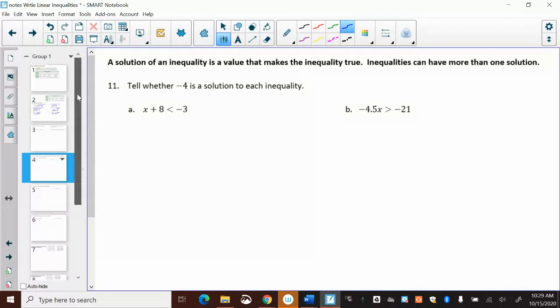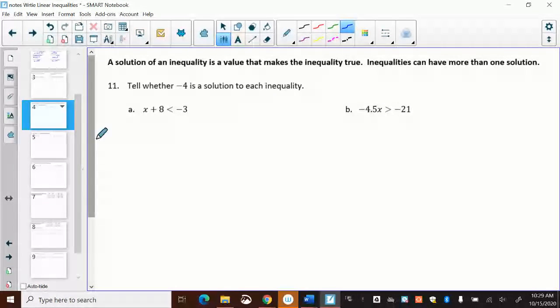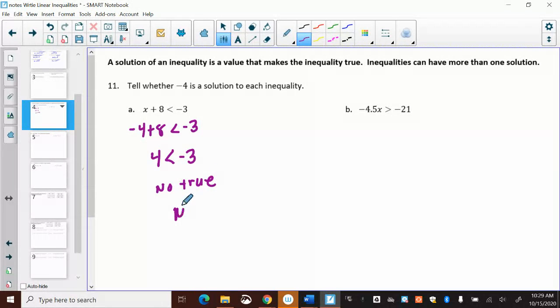The next thing we're going to test out is to figure out whether a number is a solution to an equation. What you want to do is take this number and plug it in where you see x. So minus 4 plus 8 is less than negative 3. 4 negatives, 8 positives leaves it with a positive 4 is less than negative 3. That is not a true statement, so it's not true. So the answer would be no.